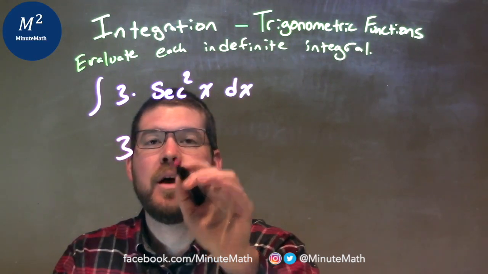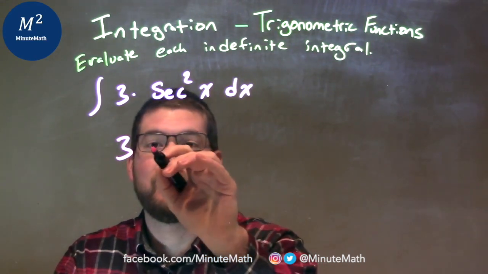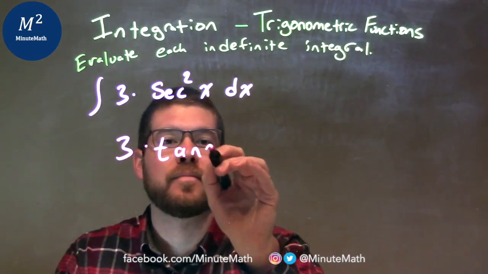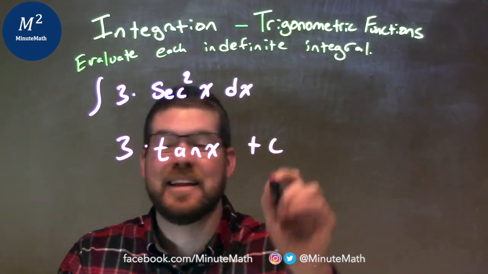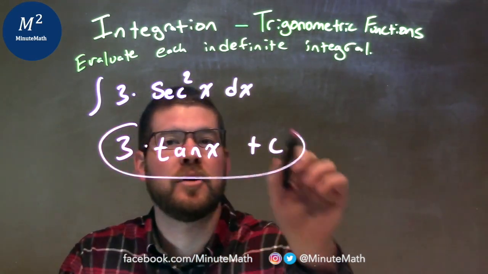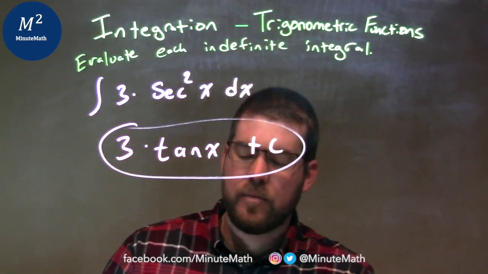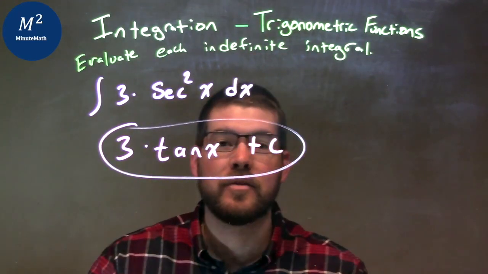3 is my constant. The integral of secant squared of x is just tangent of x. And we don't forget our plus c, and that's it. And actually, this was fairly quick if you know your trig identity here. Our final answer is going to be 3 tangent of x plus c.